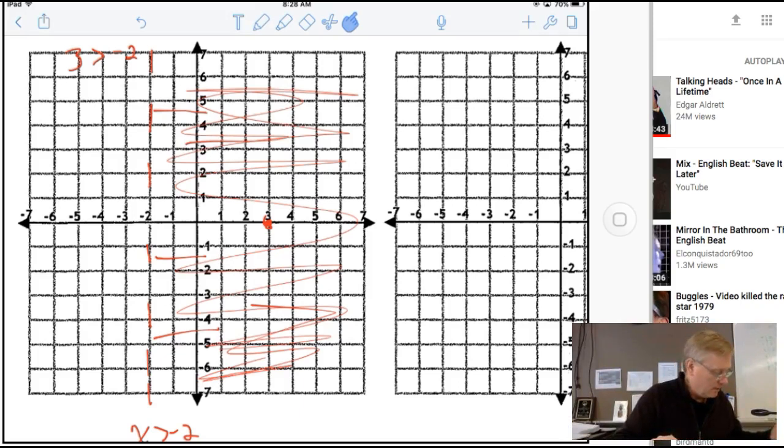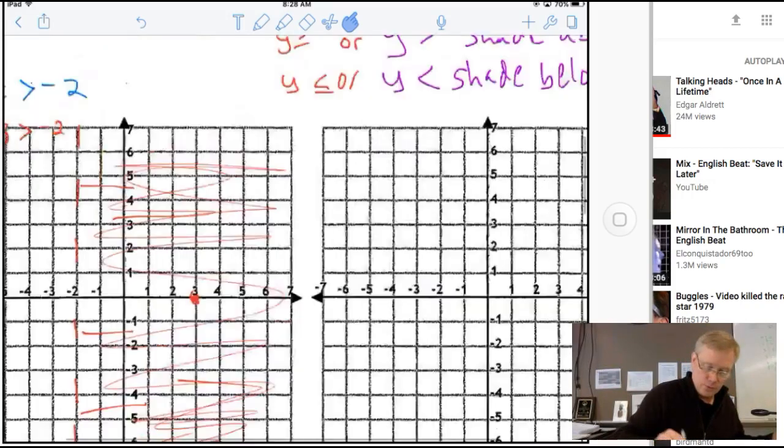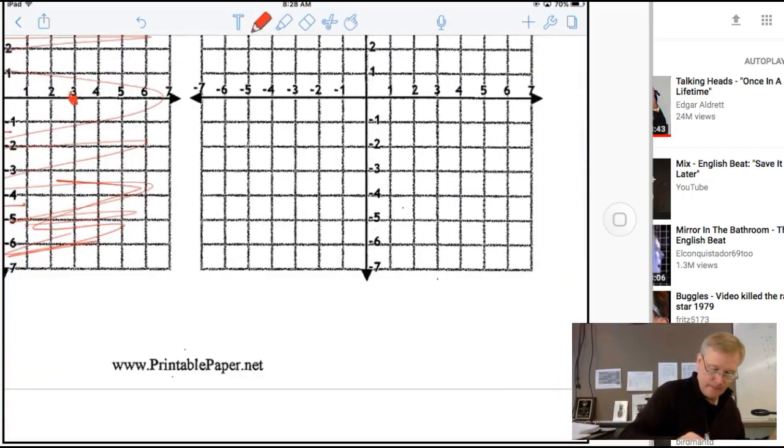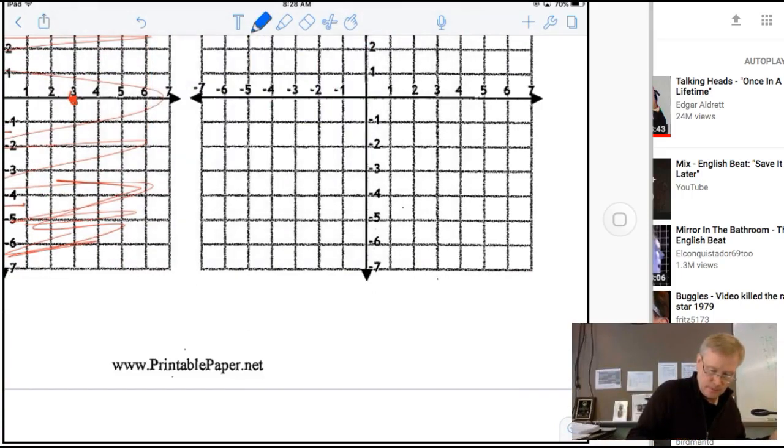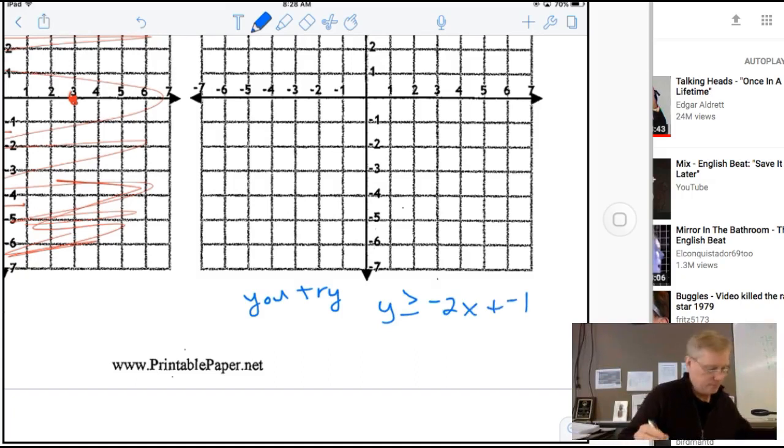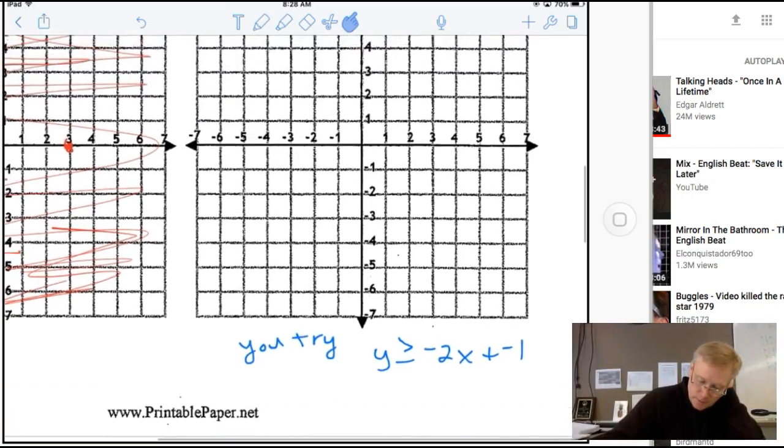Okay. Why don't you try this one? y is greater than or equal to -2x plus -1. All right, go ahead. You try it on the graph paper and come back.